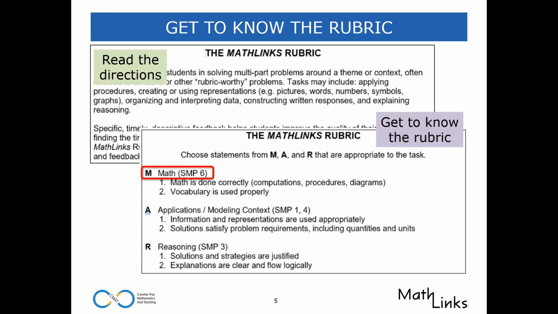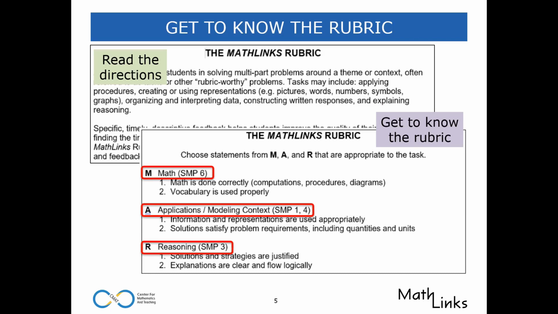Notice that each section has standards for mathematical practice citations plus 2 descriptors. You'll see that the Math section best connects to Practice 6, which is about using precise mathematics and language. The Applications and Modeling section best connects to Practices 1 and 4, which are related to persevering in problem solving and mathematical modeling. And the Reasoning section best connects to Practice 3, which is about making clear mathematical arguments and attending to reasoning. Note that we emphasize connects as they are not exact fits to these SMPs.